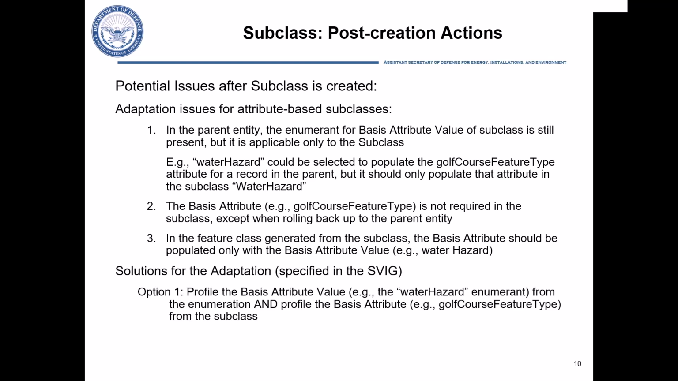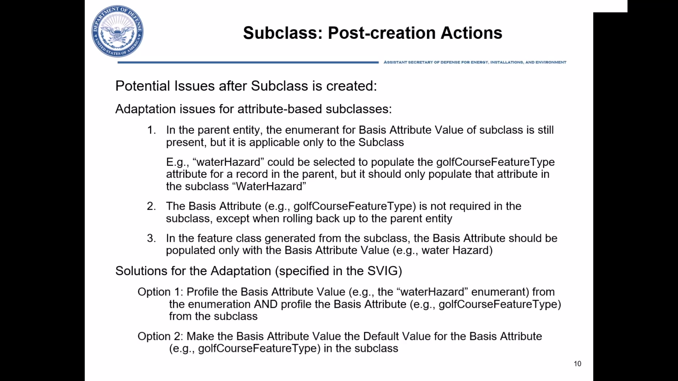The SDSFIE vector implementation guidance provides two options to address these issues in the adaptation. Option 1 has two parts. A. Profile the basis attribute value, for example the water hazard enumerant, from the enumeration, and B. Profile the basis attribute, for example golf course feature type, from the subclass. Option 2 is to set the basis attribute value, for example water hazard, for the default value property of the basis attribute in the subclass.